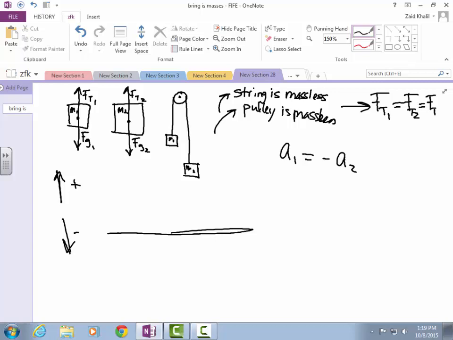What about A2? What can we say about A2? A2 equals negative A1. So therefore we would say A2 is equal to M1 minus M2 times G over M1 plus M2. Yet again, I'll say this again: if you're looking for a formula, you're looking in the wrong place. All I have to do is modify this slightly. Formula is worthless.